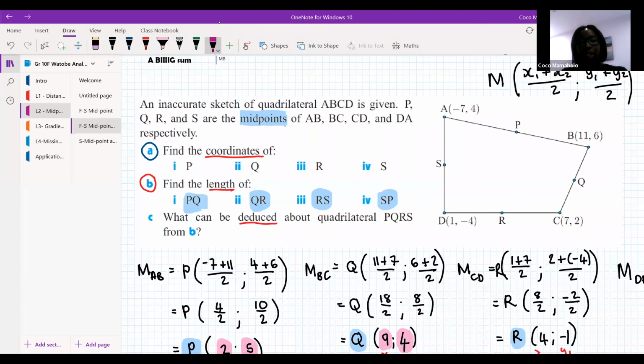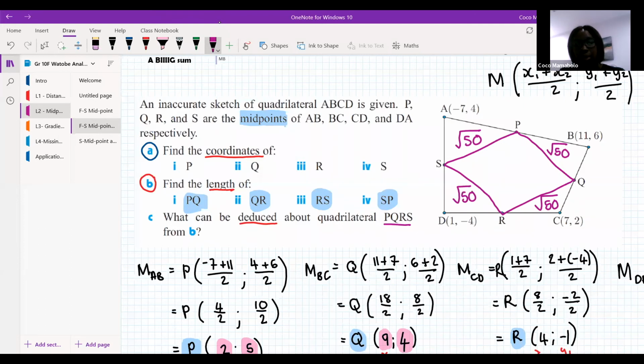Okay, so now what can we deduce about the quadrilateral PQRS? Okay, now we know that the lengths of these, so the length over here is the square root of 50, the length over here is the square root of 50, the length over here is the square root of 50, and the length over here is the square root of 50. Good, okay, Reachile, they are equidistant.